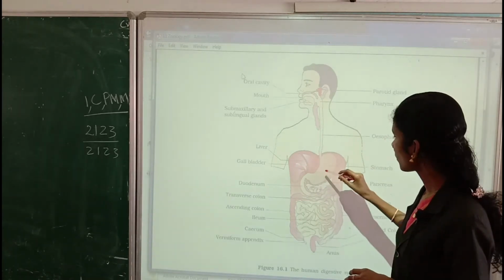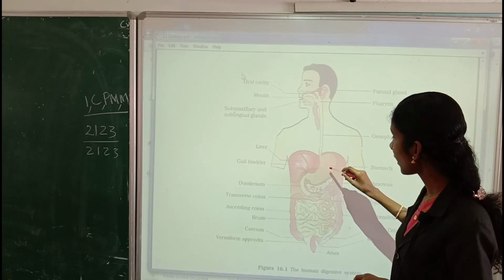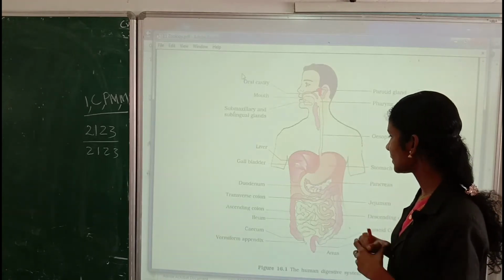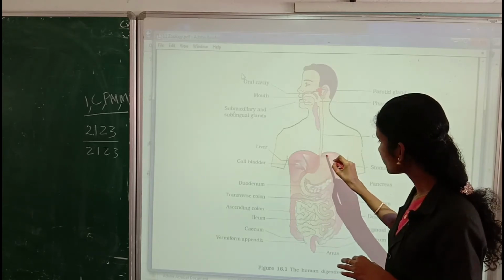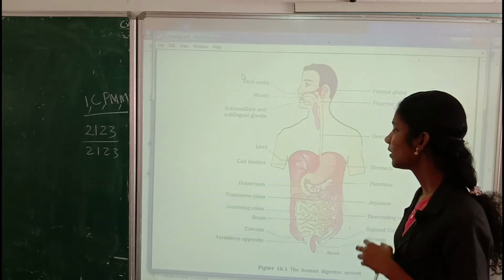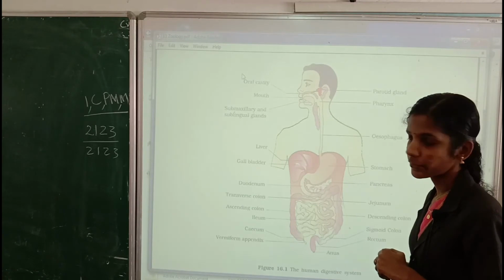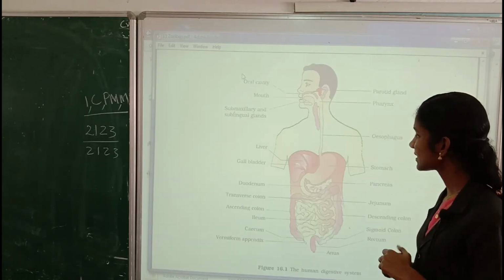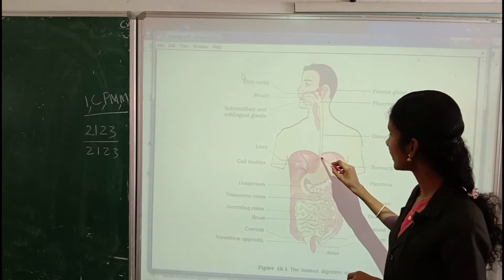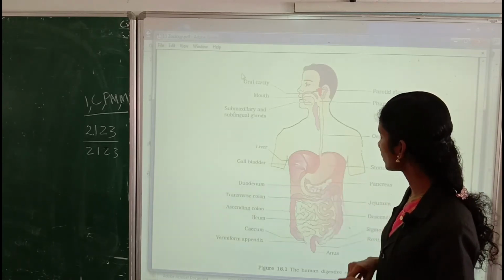Okay, just opposite to the cardiac region, an upper dome shaped region can be seen in the stomach. This upper dome shaped region of the stomach is known as the fundus region of the stomach. I will tell you once more. The stomach is differentiated into 3 main regions: cardiac region, fundus region and pyloric region.